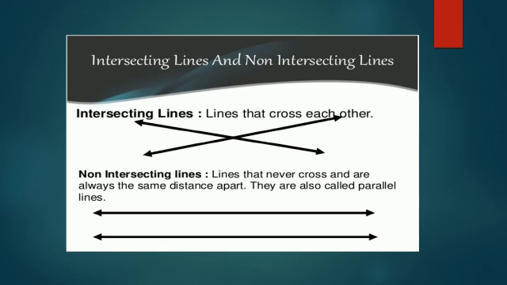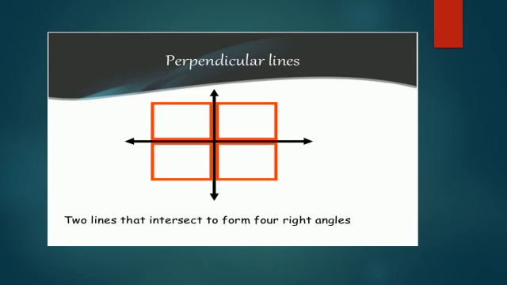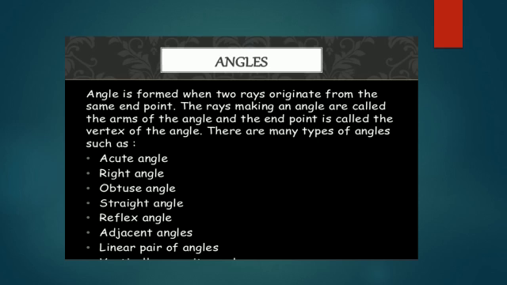Intersecting lines and non-intersecting lines. Intersecting lines, lines that cross each other. Non-intersecting lines, lines that never meet and never cross and are always the same distance apart. They are called parallel lines. The best example for parallel lines is a railway track. Perpendicular lines, two lines that intersect to form four right angles, that is 90 degree.